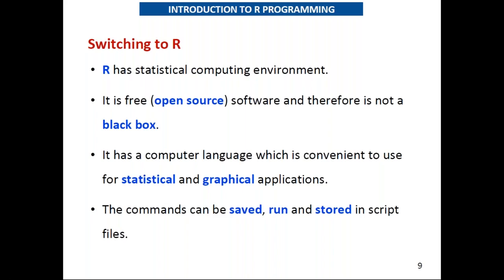Whatever the importance we just covered, keeping all these points in our mind, we have to switch to R. R is a statistical computing environment. It is a free open source software, as already mentioned, and therefore it is not a black box. Here, what is a black box?